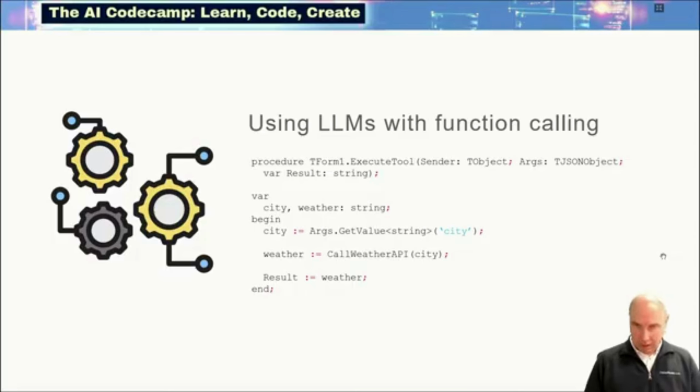When the LLM identifies the function, it will return that to our FNC Cloud AI component, and it is then the responsibility of our Cloud AI component to identify that function and actually execute that function. And that is done by launching the event handler to execute that tool and pass the parameters that the LLM sent to that function.